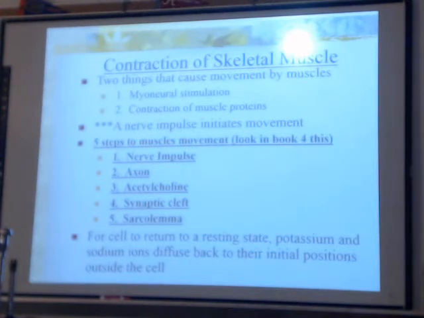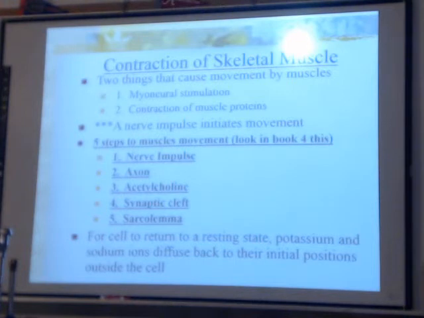So acetylcholine is a neurotransmitter, these chemicals that are at the end of the nerve cells, that then dump into the synaptic cleft, and then they go on to that sarcolemma. And remember, sarcolemma is the skeletal muscle membrane, and they activate a response.